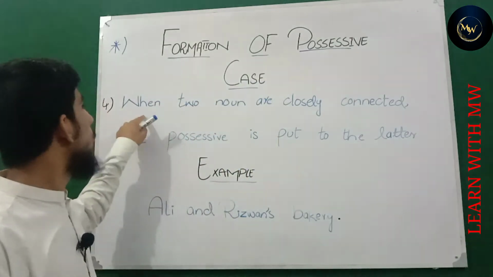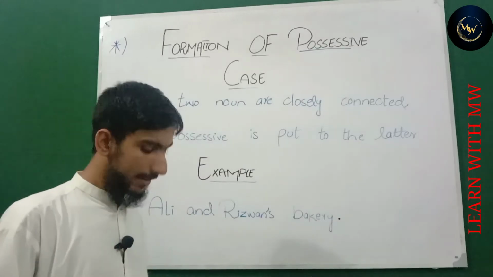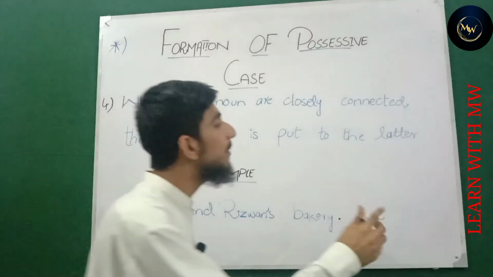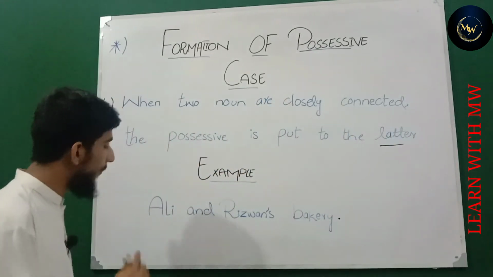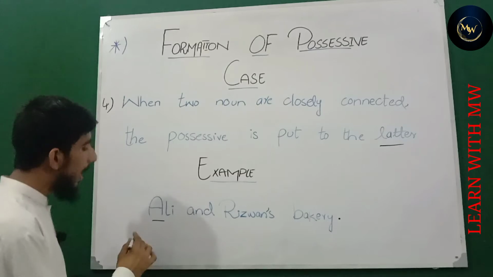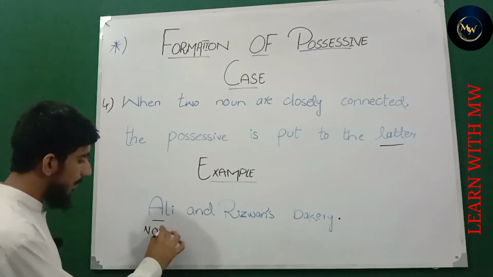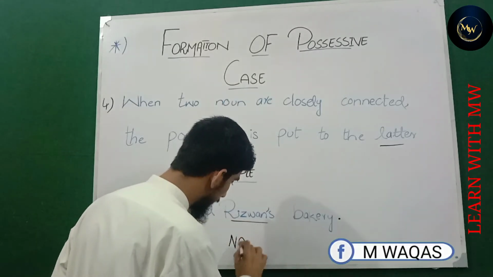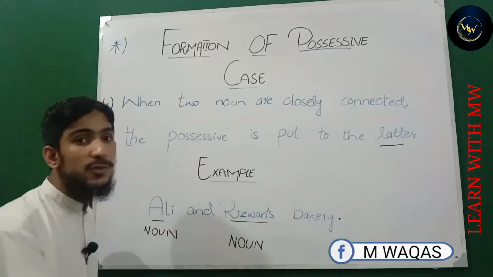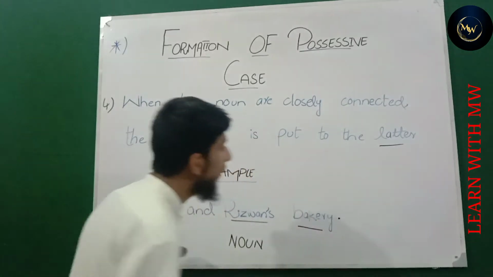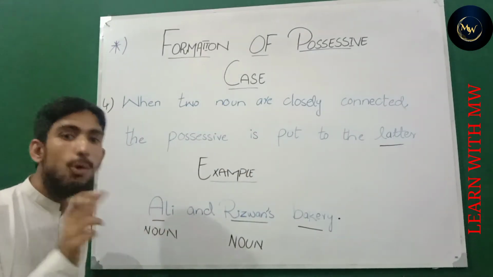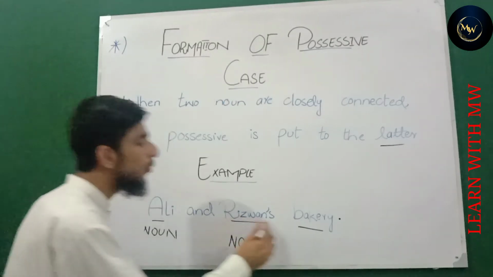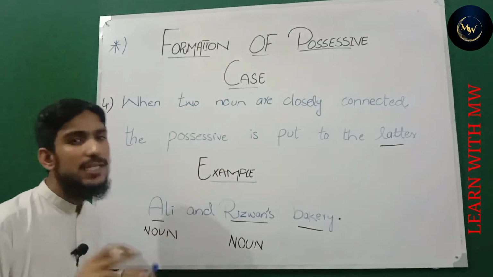So the last case is when two nouns are closely connected. When the two nouns are closely connected, then the possessive sign will be put to the later one. For example, Ali is a noun and Rizwan is also a noun. Ali and Rizwan's bakery. Ali and Rizwan are closely connected. Why are they closely connected? Because they are doing the same job. They are working at a bakery. So, Ali and Rizwan's bakery.